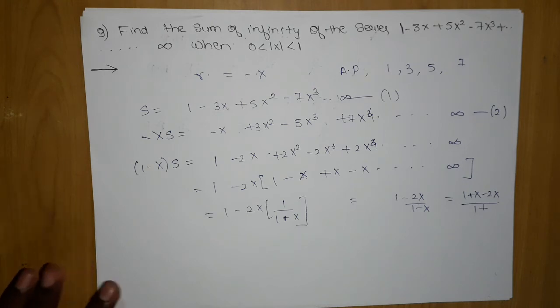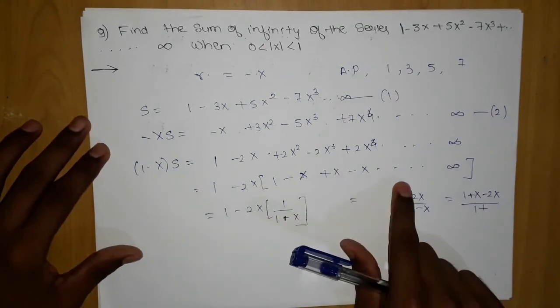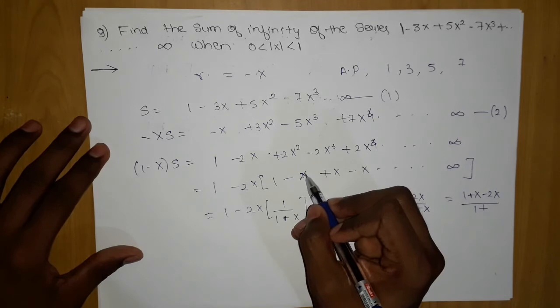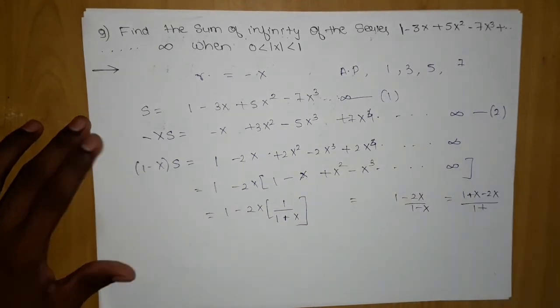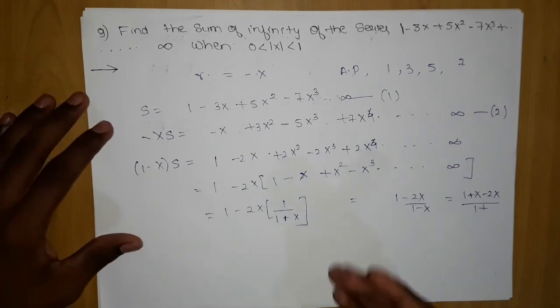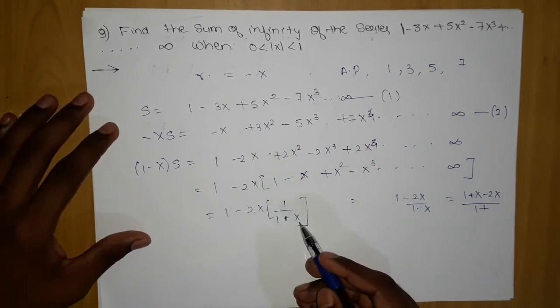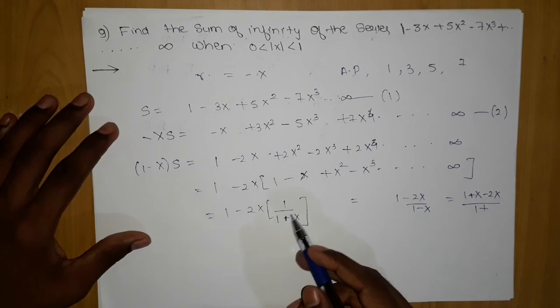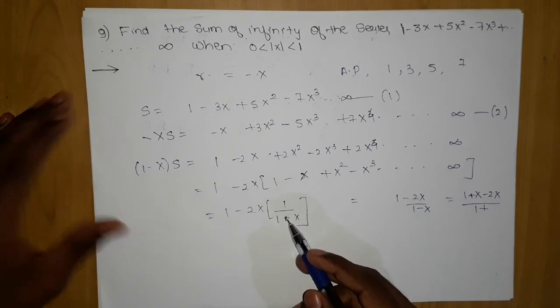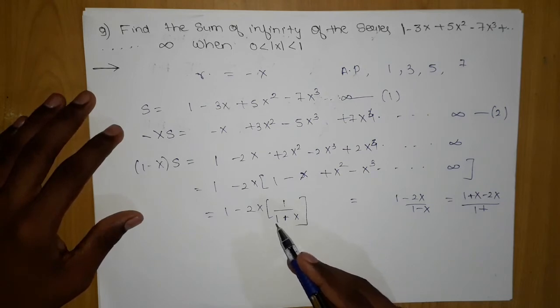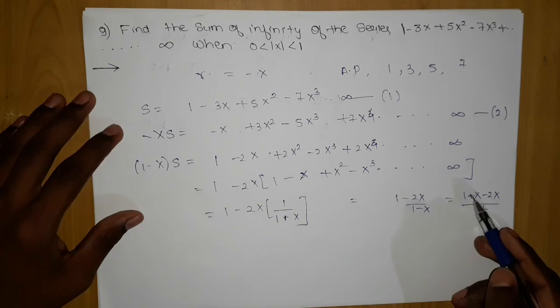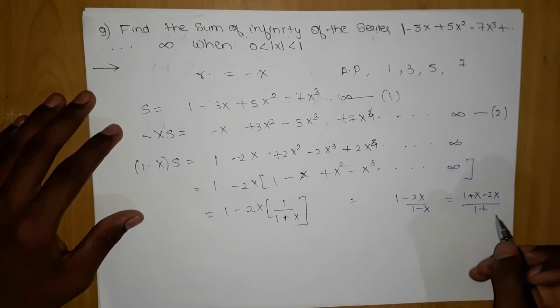Okay, wait a minute, it is not a GP only. If you observe, all the powers are the same. It should be like this: x squared, x cube, like that till infinity. Now if you see, minus x power will be there, so minus x will become plus x. The common ratio will become plus x. So if I multiply it, what I get is 1 plus x minus 2x upon 1 plus x.